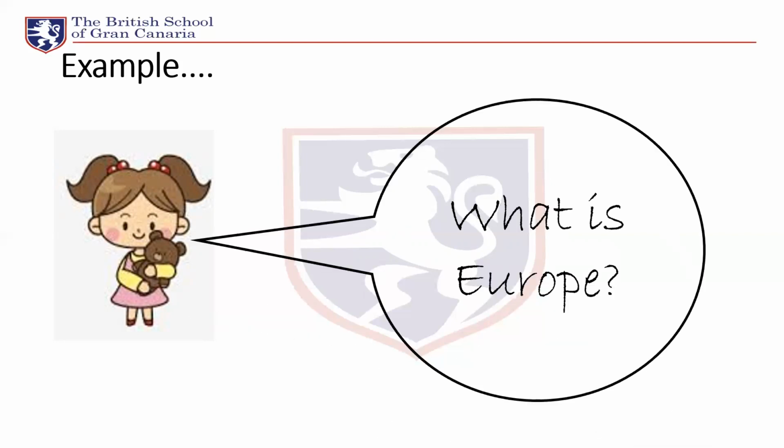So intelligent little sister asks, what is Europe? And you're like, oh no, I can't just tell her what Europe is because she's always going to come back with another question. So this seems like a really, really big problem. So now you need to think of a way in your head that you can answer this question.